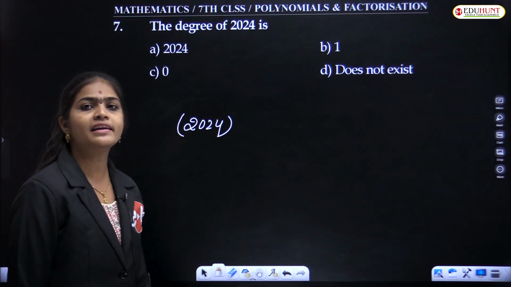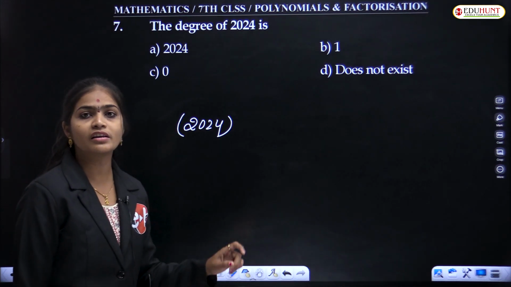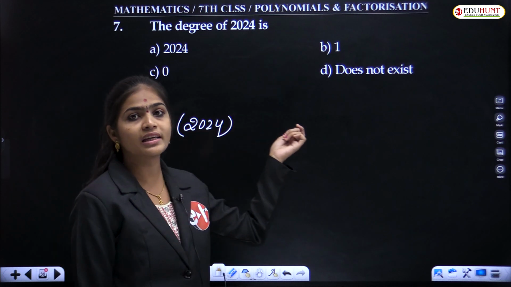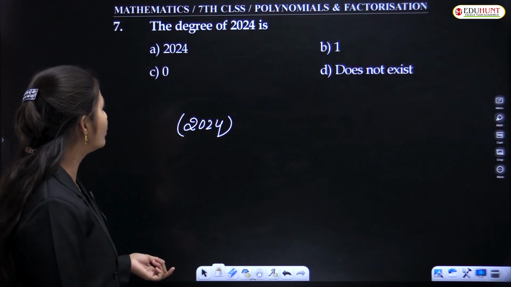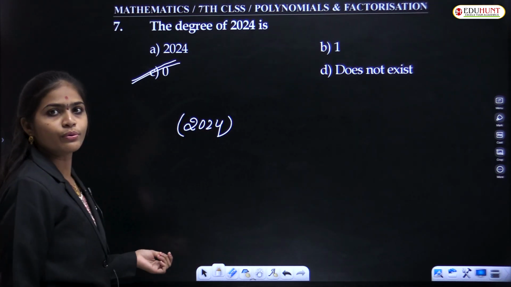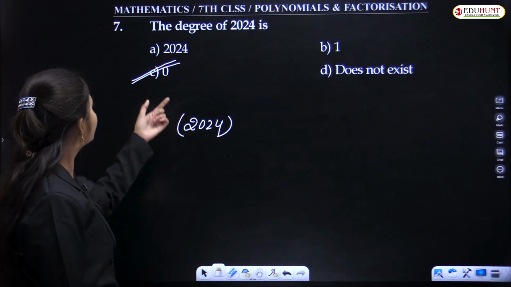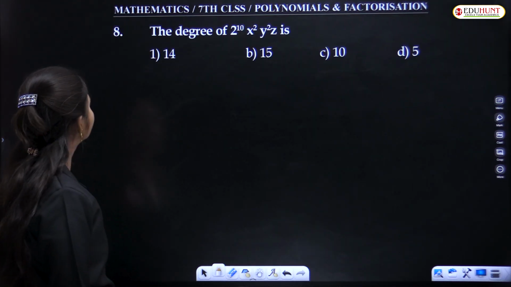Children, while I was explaining that synopsis, I told you that there is no degree for a constant, which means the degree of a constant value is 0. So the degree of the constant 2024 is 0, because it is a constant value only, no? That's why its degree is 0. Okay, so let us see the next one.